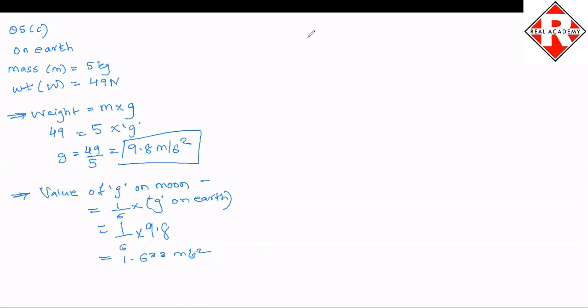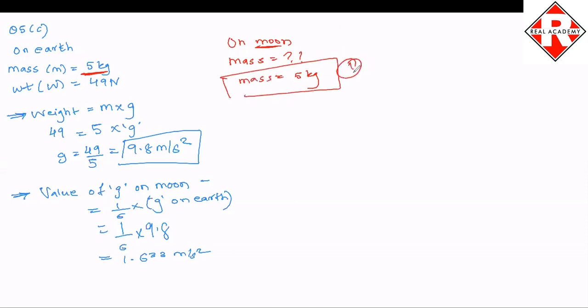Now what is asked? In the question they have asked to find, on the moon, what will be the mass? So on the moon, what will be the mass? As again, mass never changes. जो earth पे mass था वही moon पे भी mass होगा. So in that case, if 5 kg was the mass on earth, on the moon mass is going to be 5 kg only. So the mass on moon is 5 kg. We have got one of the answers, right?